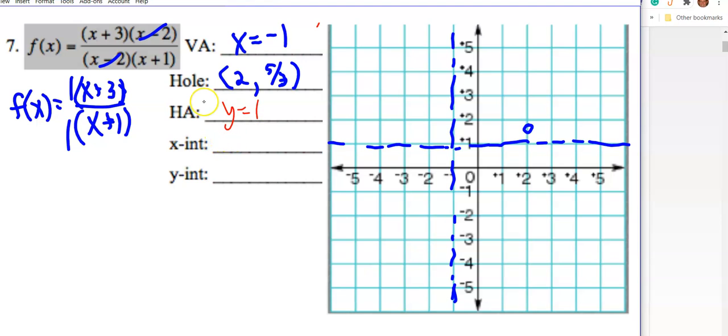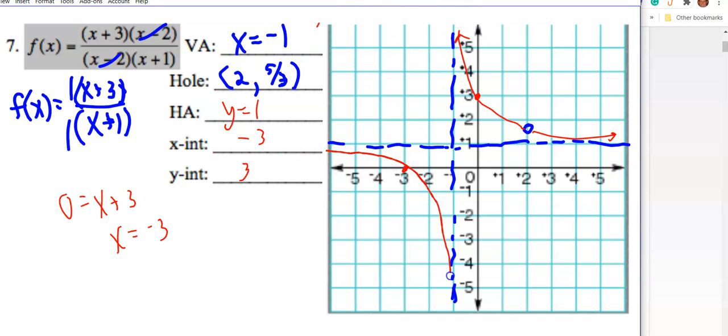And the y-intercept, plug in x equals 0, so that'd be 3 over 1 is 3. So right there. The x-intercept would be 0 equals x plus 3, which is the numerator, so x equals -3. There you go. Oh, I know exactly where this graph is now, right? Hops over that point. It's a point of discontinuity. There you go.